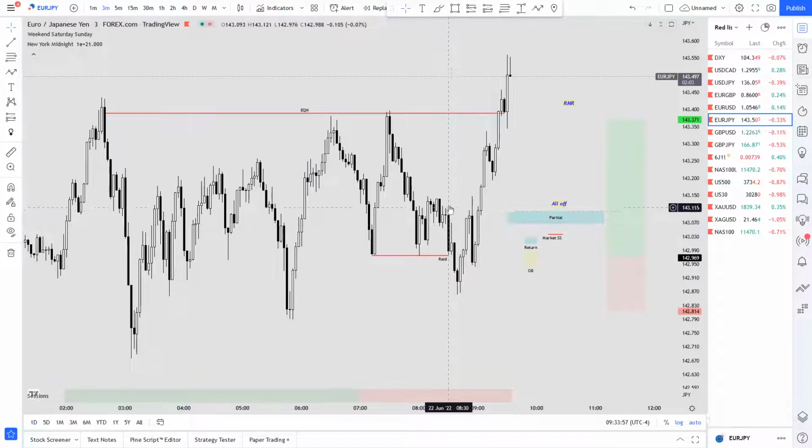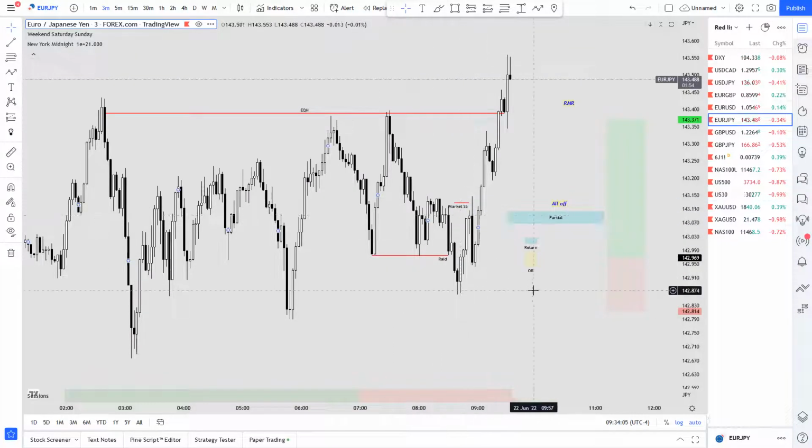It has to break the previous swing high right there. So it broke the high there, so we'll bring the market structure shift right there. Next thing we look for is the return. The return can be into a gap or an order block.